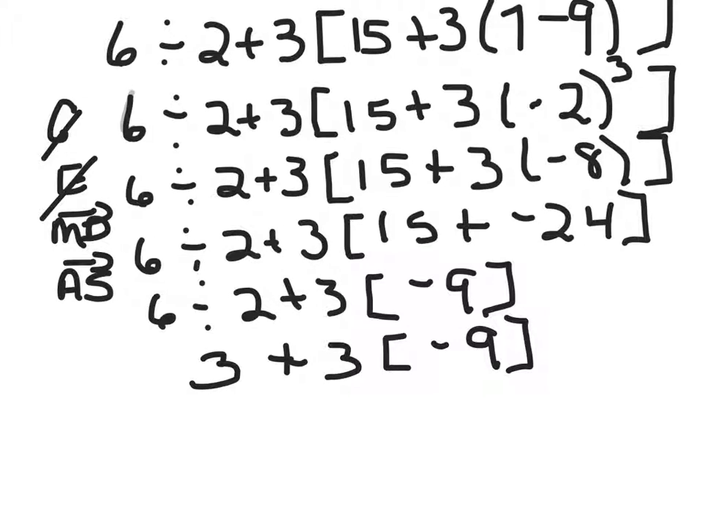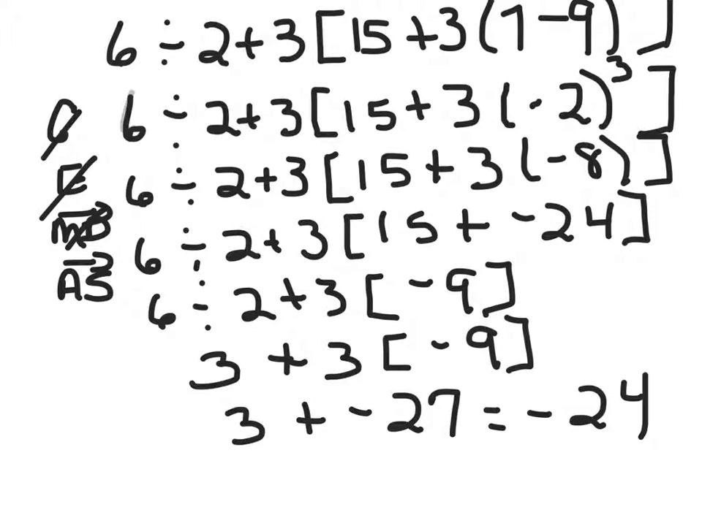Now, when you have a 3 outside of brackets, it's just like a 3 outside of parentheses. It means you multiply. So now we have 3 plus negative 27. And finally, my answer, I've done all the multiplication and division, is negative 24. Did you get that one right or mess up somewhere along the way? Hopefully you got it right. As you can see, these get quite messy.